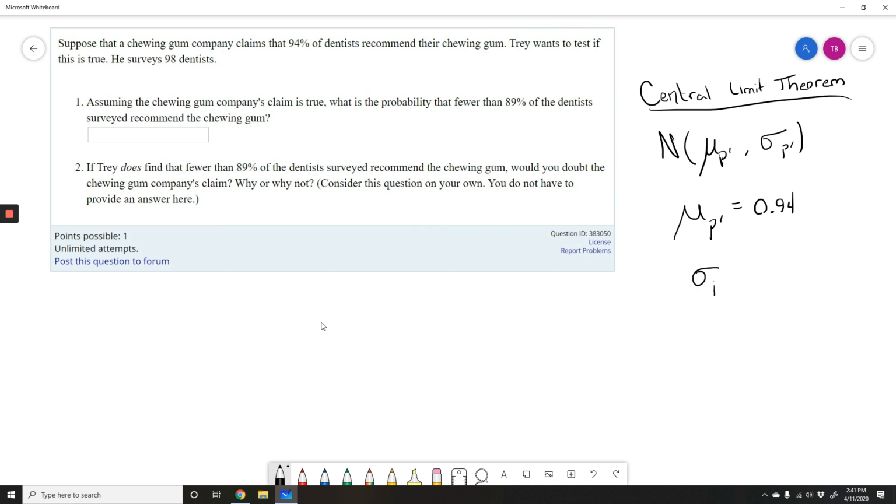And the standard deviation of sample proportions would be the square root of p times 1 minus p over n. Just to clarify, this is the population proportion p. So we're going to plug in the square root of 0.94 times 1 minus 0.94 divided by our sample size n, which in this case is 98.